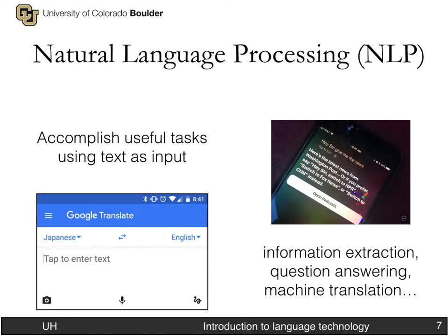Let's look at the next major field in language technology. This is natural language processing, or NLP for short. And it's the field of engineering which deals with written natural language input. And this is an extremely important field nowadays because the internet is full of text data, and computers have traditionally been pretty bad at handling text. So that's the reason why NLP seems to be everywhere nowadays.